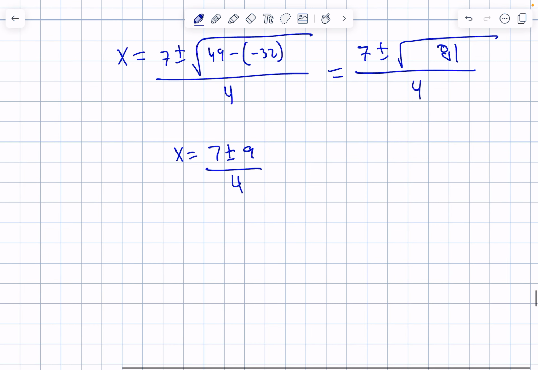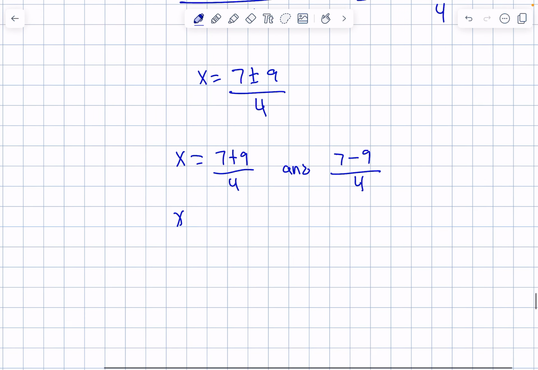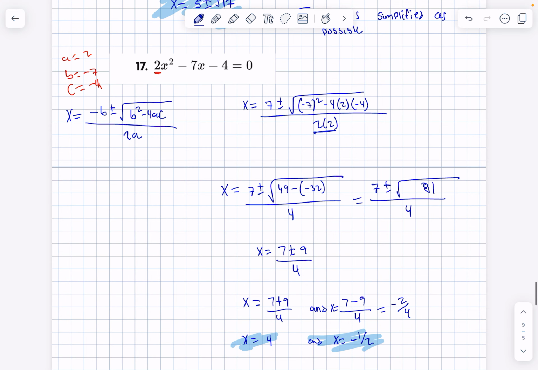So let's actually do it now. x is equal to 7 plus 9 over 4, and 7 minus 9 over 4. So then x is equal to 16 over 4, which is 4. And x is equal to 7 minus 9, which is negative 2 over 4, which is just negative 1/2. So these are my two solutions for this, and I used my quadratic formula.